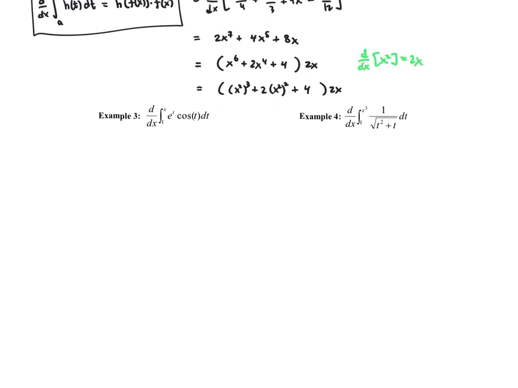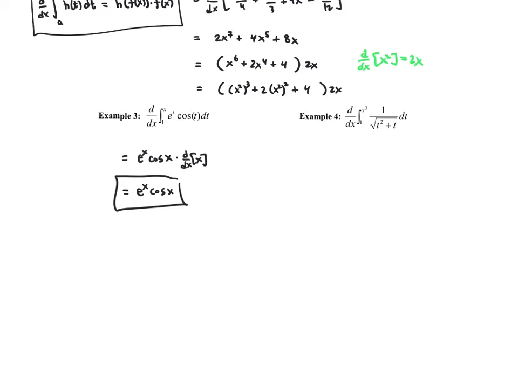Example 3, find the derivative of the integral from 1 to x of e to the t cosine of t. Using that pattern that I'd shown you above, that template, if you will, we're just going to insert x and then multiply by the derivative of x with respect to x. Clearly that's going to be a 1. So the answer to this would be e to the x cosine x, and you'd be done. Okay, let's look at example 4.